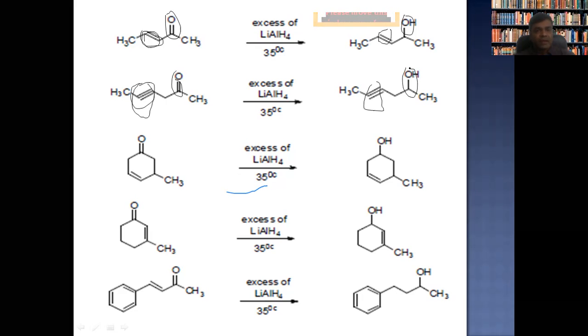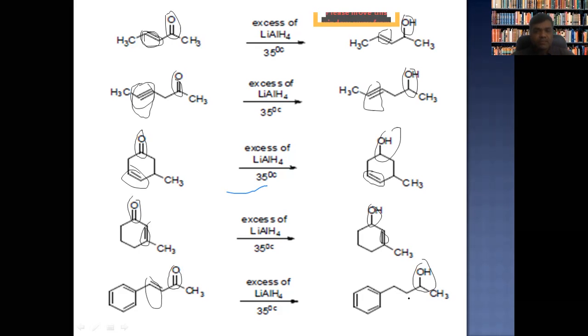See, this is the same type of example again. There is a carbonyl group, and that carbonyl group is converted to a secondary alcohol. This is a carbon-carbon double bond, and it remains as it is, with no reduction. The carbonyl group is reduced to a secondary alcohol, and the carbon-carbon double bond remains as it is. This is again an example where the carbonyl group is reduced to a secondary alcohol and the carbon-carbon double bond remains.